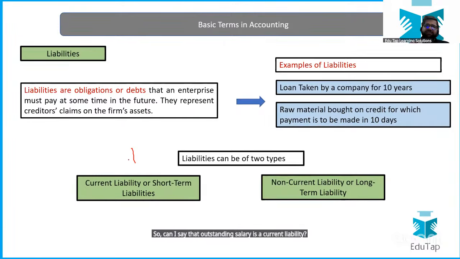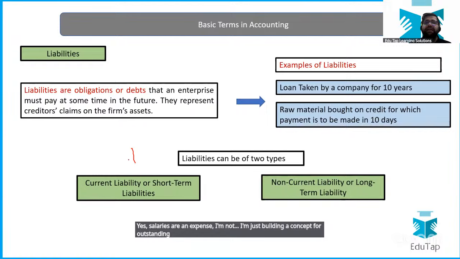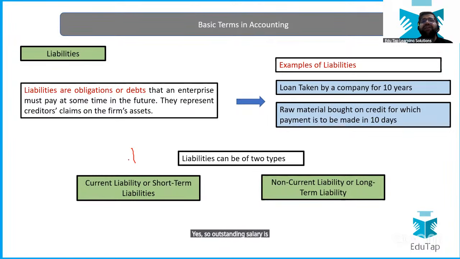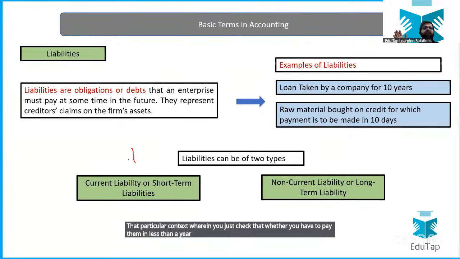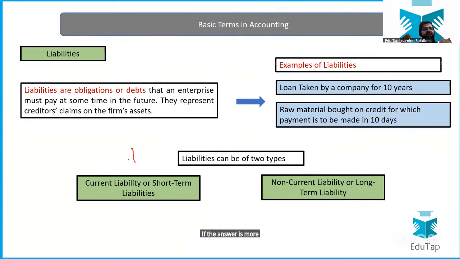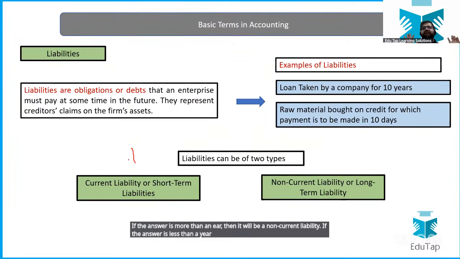Yes, salary is an expense. I'm just building a concept for outstanding over here. Yes, so outstanding salary is your current liability. Simple. So remember, current liability is basically that particular context wherein you just check whether you have to pay them in less than a year or more than a year. If the answer is more than a year, then it will be a non-current liability. If the answer is less than a year, then it will be a current liability. Simple. End of story. Right?